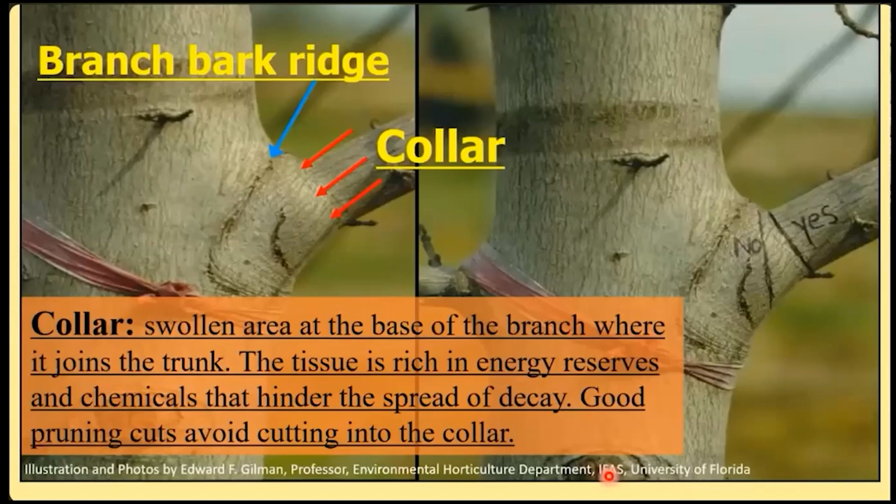Beginning from the branch bark ridge and moving toward the stem, in this photo, we can see a slightly swollen area, and that's labeled collar. Collar is a very important part of a tree, because that's where a lot of the energy reserve and the chemicals that will slow down the spread of decay exist.